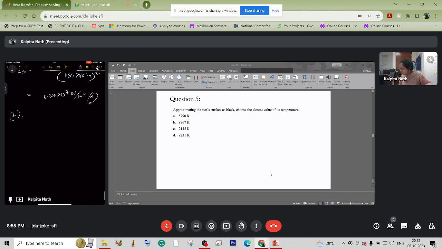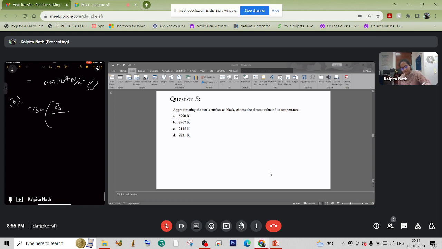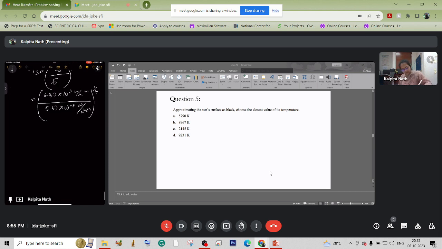So for calculating this for the sun, its surface is black as it's already indicated. So the surface temperature will be the emissive power of the sun upon sigma, to the power 1 by 4. This is 6.37 into 10 to the power 7 watt per meter square upon 5.67 into 10 to the power minus 8 watt per meter square Kelvin to the power 4. So this is 1 by 4. This is 5790 Kelvin. So this is option A.